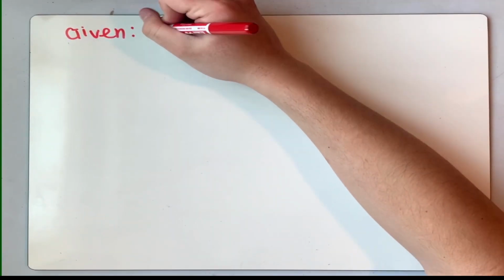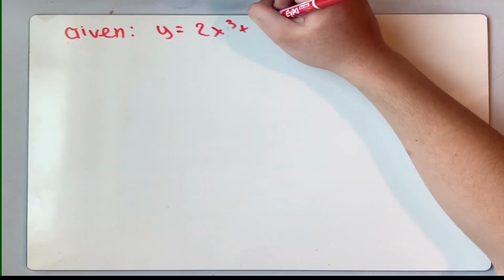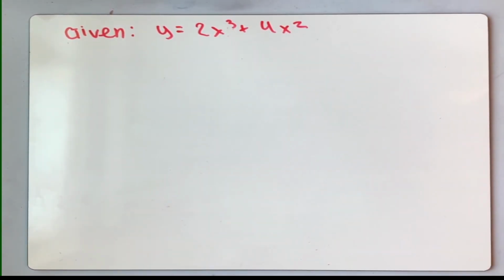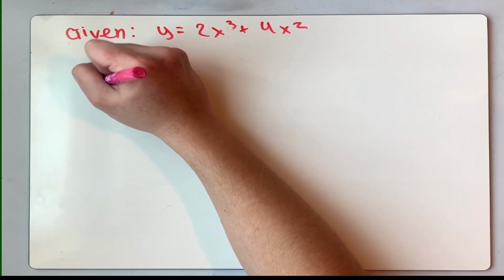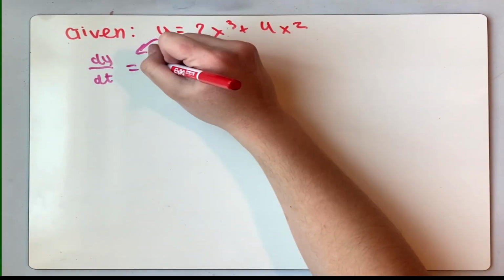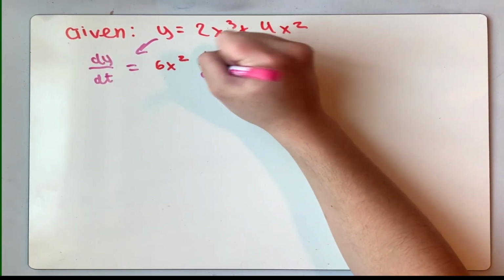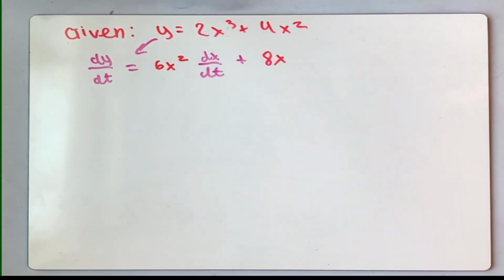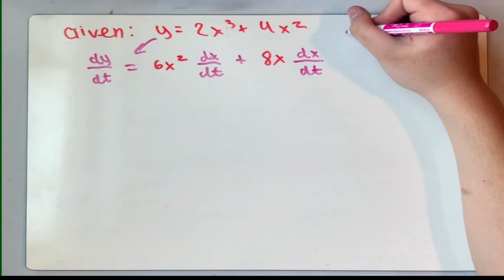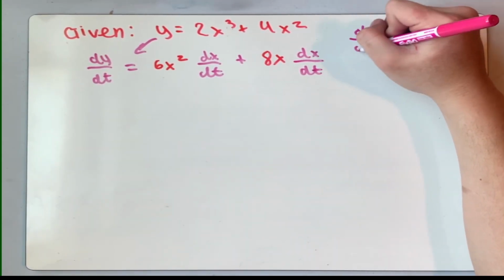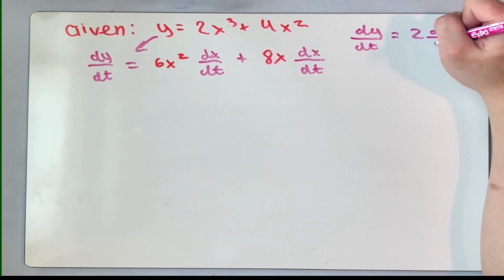Next, since the equation of the function was already given to us, y is equal to 2x cubed plus 4x squared, we can differentiate both sides of the equation. We will get dy/dt is equal to 6x squared dx/dt plus 8x dx/dt. Now in the corner, we'll write another given: dy/dt is equal to 2 dx/dt.